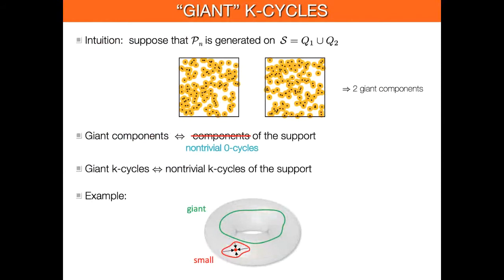So at the top, what I'm saying is I'm generating this point process on two disjoint boxes, and I'm saying that there are going to be two giant components. Now I'm saying instead that my model, and it will be more precise in a second, is that I'm generating my points not on any boxes, but on a torus. There I expect to see one giant component, because the torus has one component, but I expect to see two giant cycles, because the torus has two cycles. What I'm looking for is to see the cycles of the torus appearing in my random sample. That's basically my definition of a giant cycle.